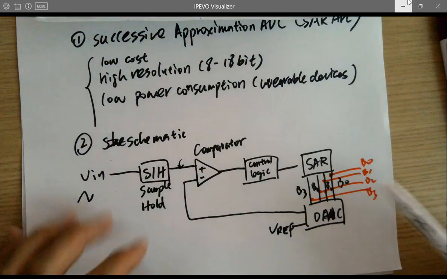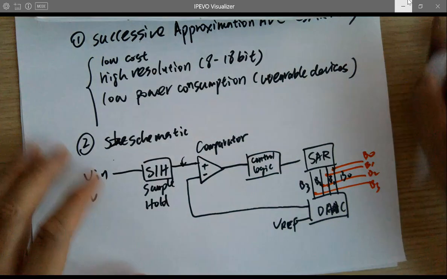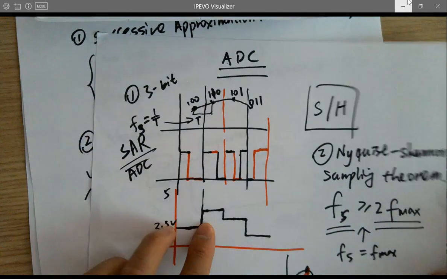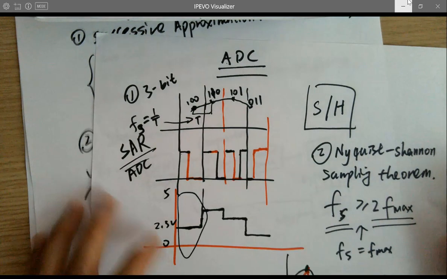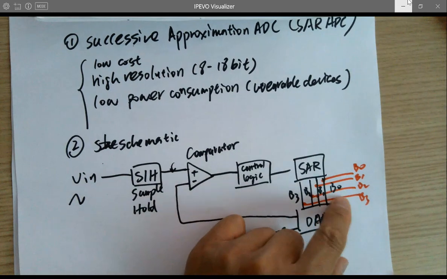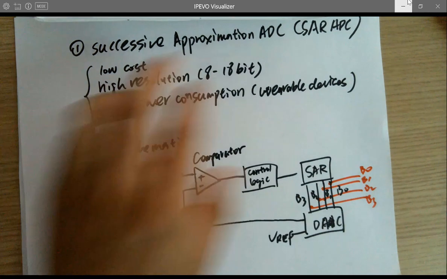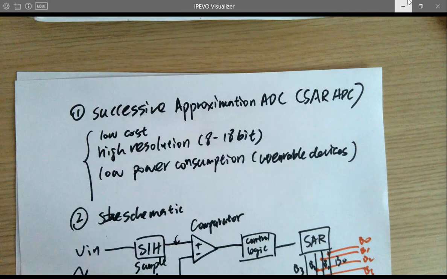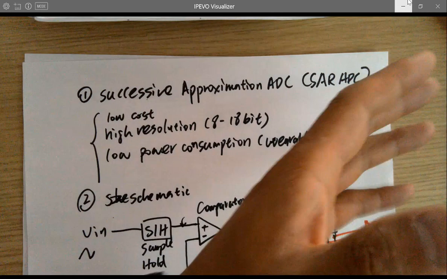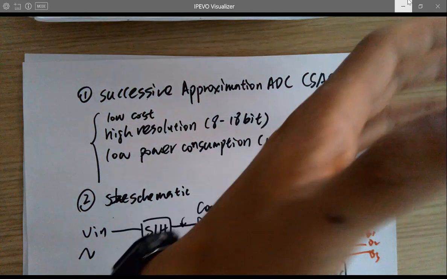It takes multiple cycles to reach here. That's why we have to hold it there during this period, right? So it takes time. At the very beginning, it's not giving you the final result. The first value is just trying to approximate the actual value. That's why it's called successive. It tries 4 times for the 3-bit ADC to approach that real value.